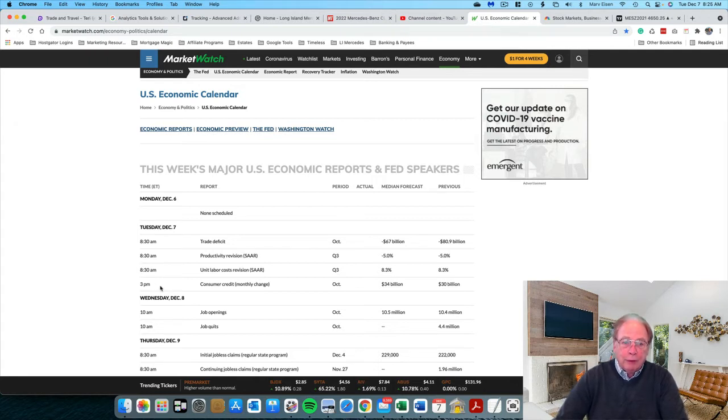Moving right along, starting with the economic calendar, and I always check the economic calendar to see if there are going to be any market moving announcements during the day. And today there are three pre-market and one at 3 p.m., none of which are going to be market movers.